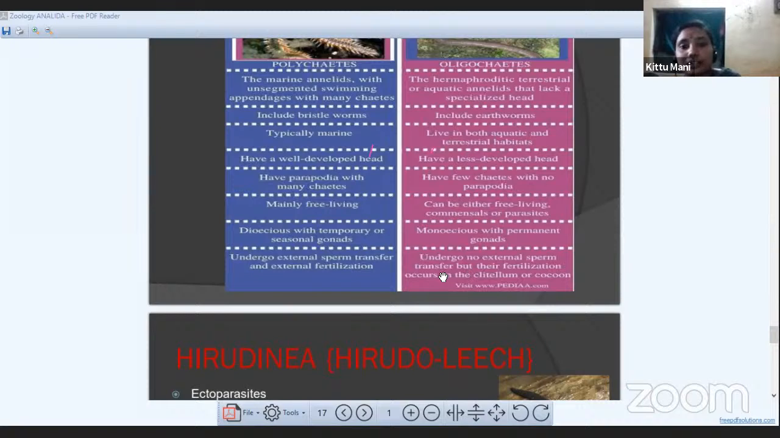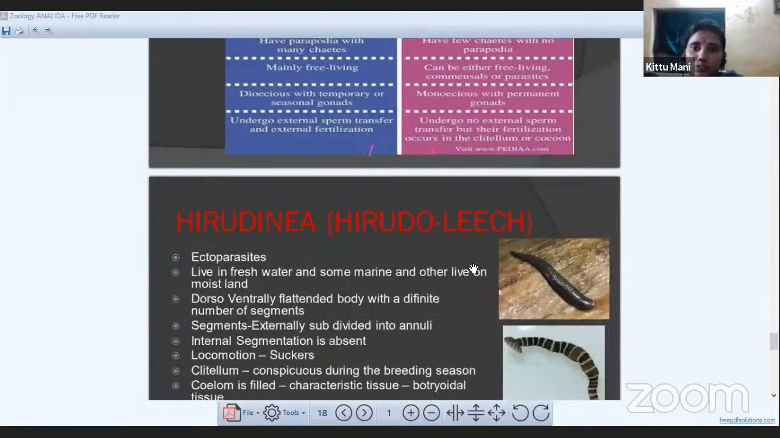They do not undergo any external fertilization, but their fertilization, as we already discussed. What is that? Here the clitellum is present in the earthworm. The fertilization occurs in that earthworm and forms the cocoons.